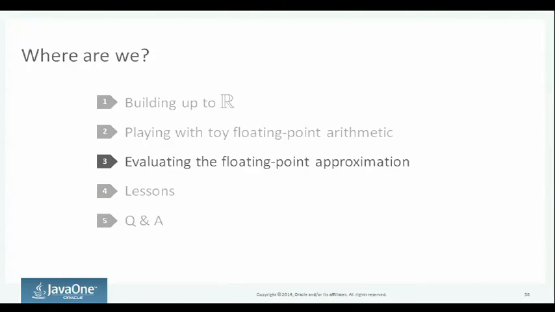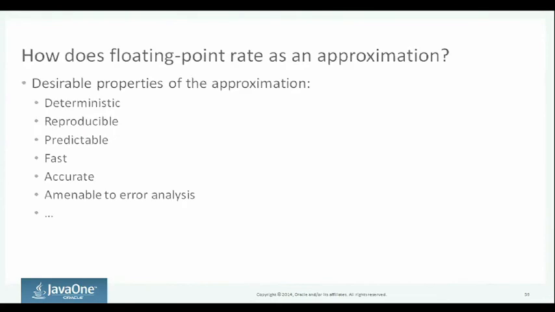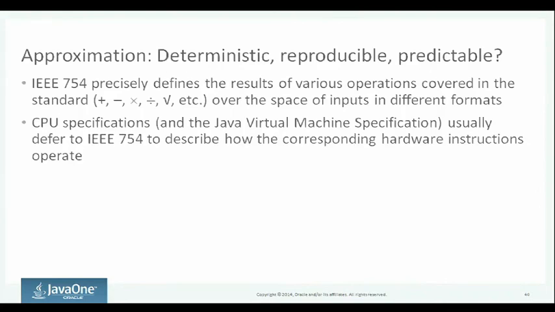in the toy system, we can evaluate floating point as an approximation. All right, again, these are the sort of properties we care about. So how about deterministic and reproducible?